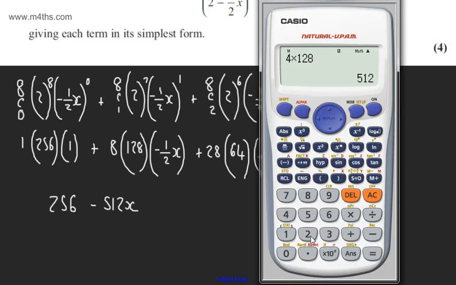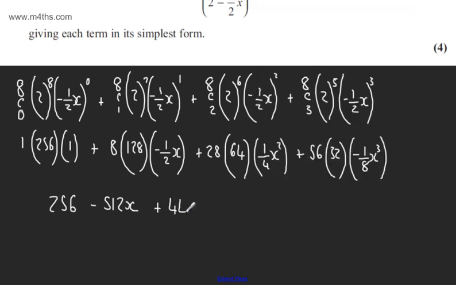If we look at the next one, we'll have the 4 and the 64 cancelling. So we can write this in now as 28 times 16. That's going to give me plus 448. So we'll have plus 448 x squared.